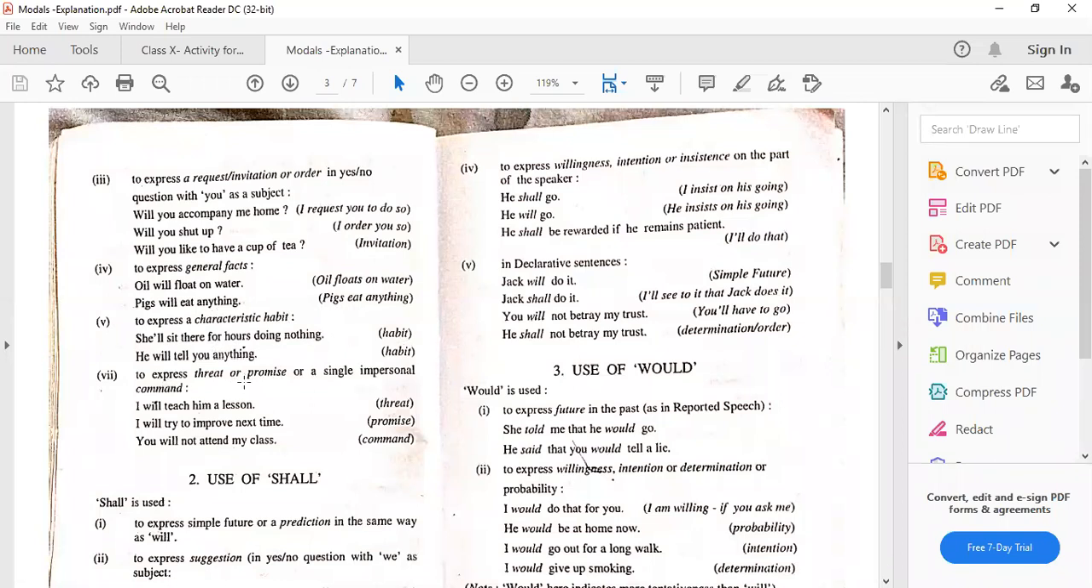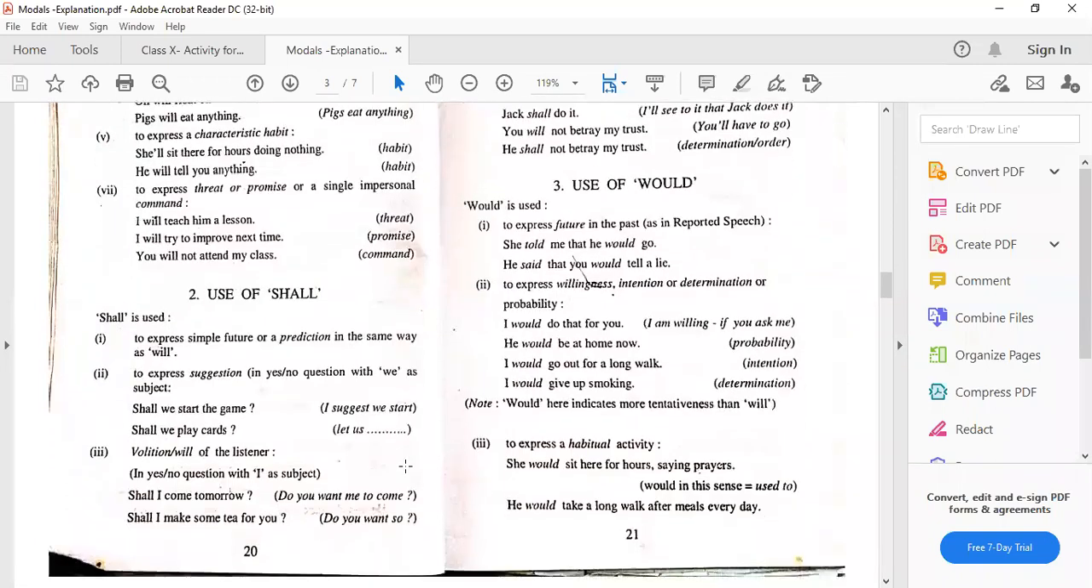Next, to express threat or promise or a single impersonal command. You want to give threat, you want to make any promise, you can use here will. I will teach him a lesson. Threat. I will try to improve. Promise. You will not attend my class. This is impersonal command. Single impersonal command means to one person only. You will not attend my class. It's not collectively but individually.